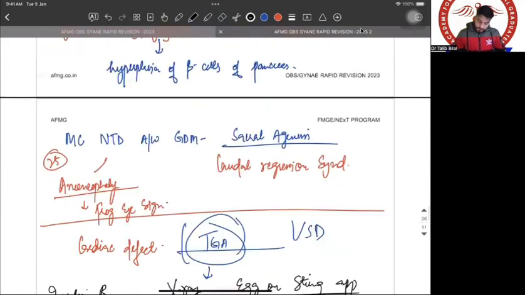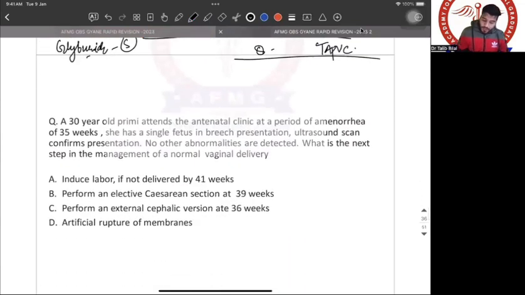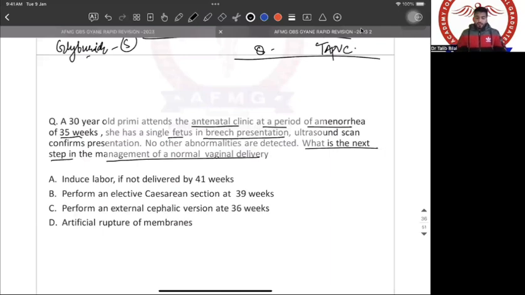Next question, guys. A 30-year-old primigravida attends the antenatal clinic at a period of amenorrhea of 35 weeks. She has a single fetus in breech presentation. Ultrasound scan confirms the presentation, guys. No other abnormalities are detected. What is the next step in the management of normal vaginal delivery?